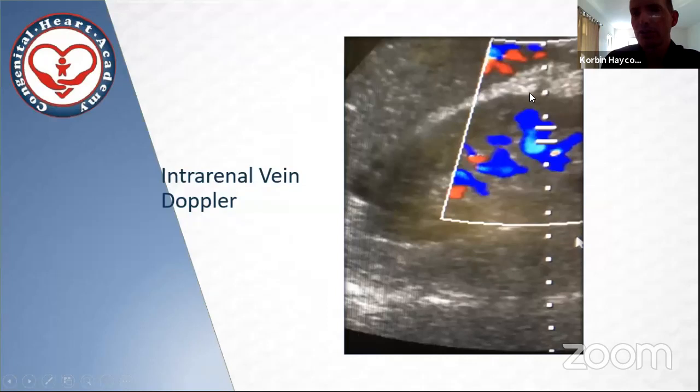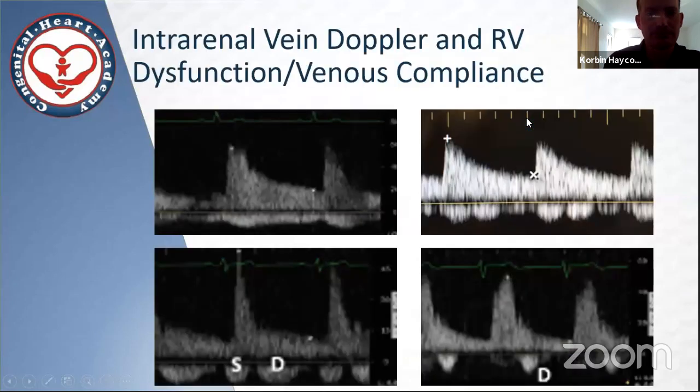The smaller interlobar veins, or arcuate veins, come up this way, and in between the medullary pyramids is where you would want to Doppler. This Doppler is a little bit off here, but ideally you'd want to do it high up in the renal parenchyma so that we get the smaller venules. And when we Doppler the intrarenal vein, we get a signal here.